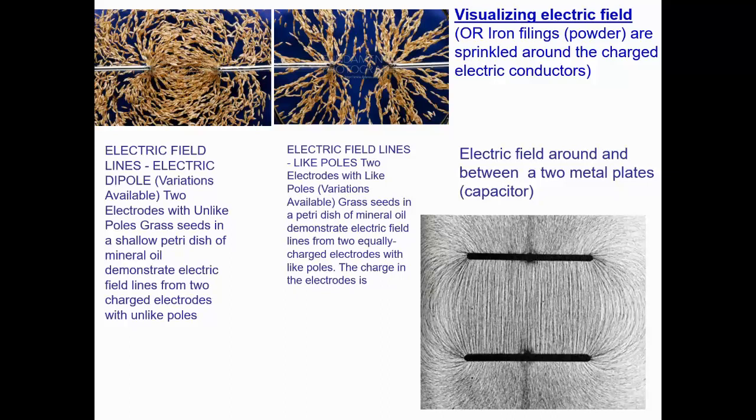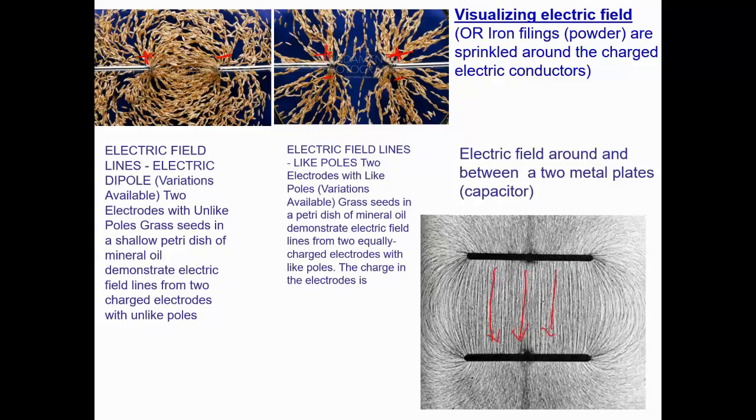And electric field you can actually visualize. You just need some seeds, and you have to put these seeds in some oil in a petri dish, and then these are the two charged electrodes. So let's say this is positive charge, this is negative charge, and if you leave it for a while, all these seeds will be electrified, and they will settle down, and then they will show the field. This is for positive and negative charge, and this is for both positive or both negative. So that's how you can visualize the electric field.